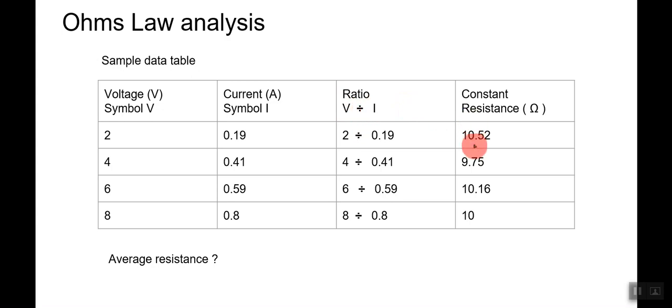And then what you can see is that the resistance stays the same the whole way through. So the average of these is going to be 10. So this shows the relationship between the voltage and the current, and how when you get this uniform relationship between voltage and current, the resistance is the same.